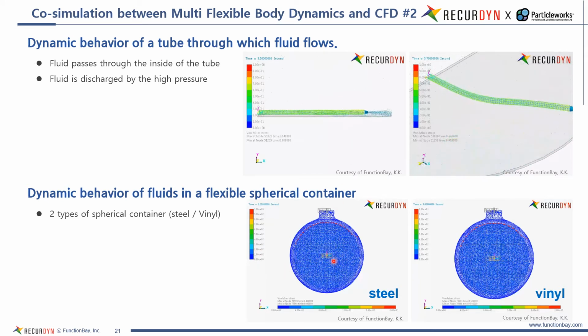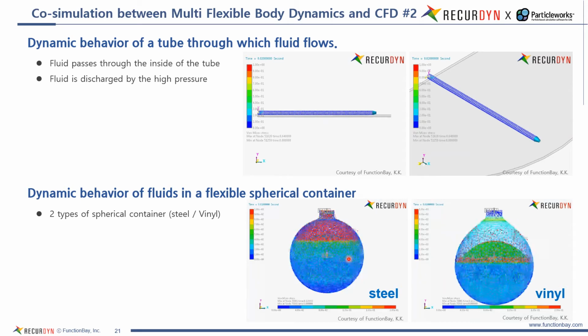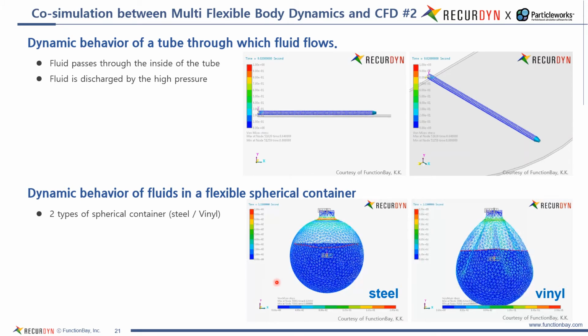The case below shows the simulation of the changes in the water surface of the inner fluid according to the flexibility characteristics of a spherical container. The red line you see here indicates the tracking line of the outermost fluid surface. In the left model, the sphere is made of steel, and in the right model, the flexibility of the sphere container is increased to resemble the characteristics of vinyl.